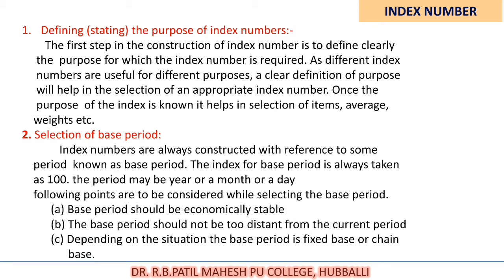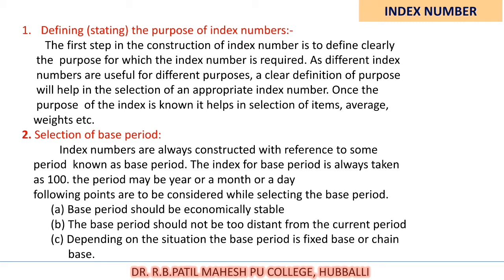Once the purpose is clear, suppose we are finding the wholesale price index number. For comparison purposes, we have to choose one base period. For example, consider 2020 as the current period. For comparison, we have to choose a base period. Consider 2019. So 2019 is considered as the base period.